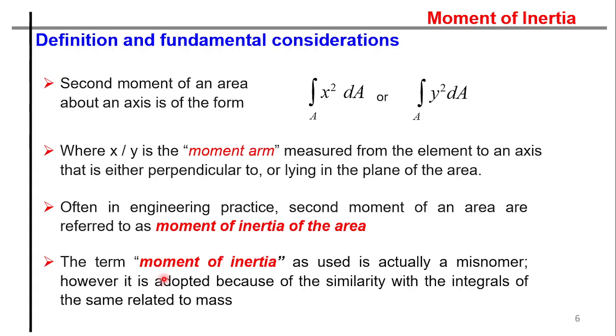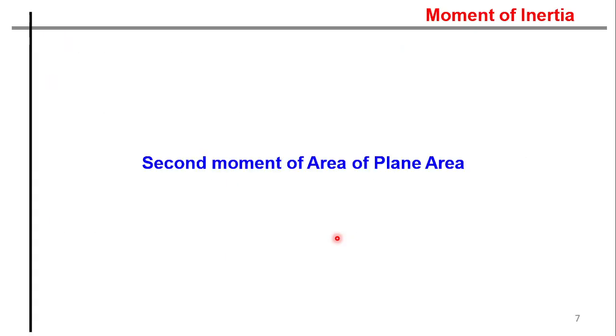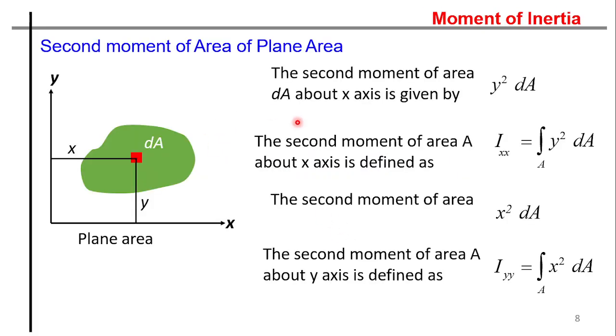In general, the name moment of inertia can also be applied as moment of inertia of the area. It is nothing but the second moment of area of the plane area. How are you going to calculate it? This is the small area that I am considering, dA, which is located at distances of x and y from the reference axis. Now the second moment of area can be taken as y square into dA. If I apply the integration for the entire area, about the x axis, Ixx is going to be integral of y square into dA over the total area.